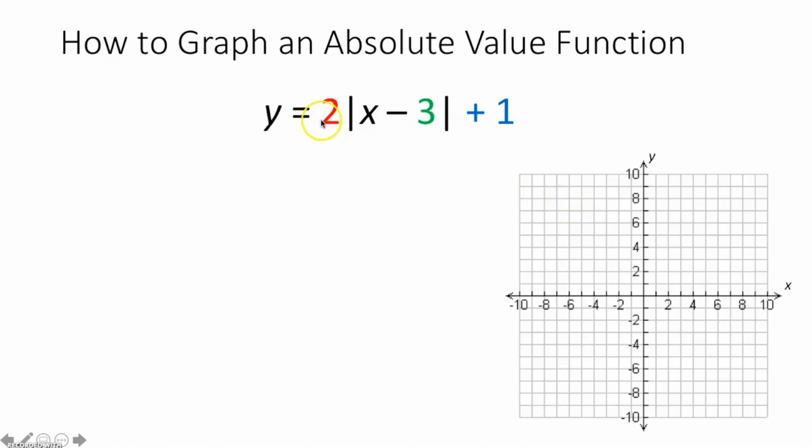We have y is equal to 2 times the absolute value of x minus 3 plus 1. First thing we want to do is make sure that it's in vertex form. Yes, it is. Now we're ready to go. So let's do this. First, we're going to plot our vertex, h comma k.